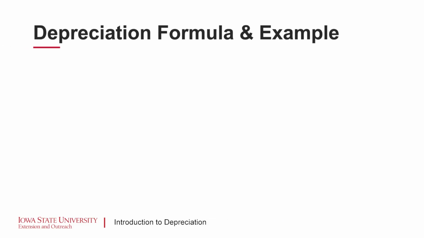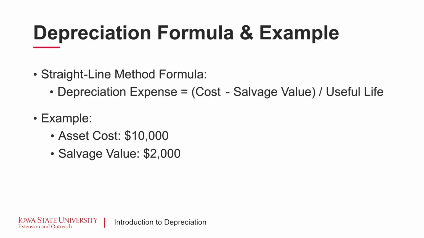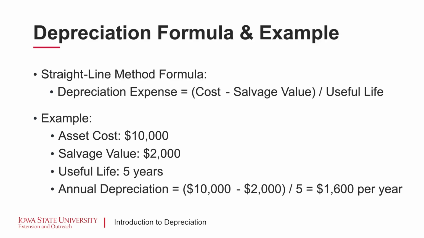Let's walk through how to calculate depreciation using the straight line method, which is the most common. The formula is depreciation expense equals cost minus salvage value, all divided by useful life. Here's a quick example. An asset costs $10,000, it has a salvage value of $2,000 at the end of its life, and a useful life of 5 years. So we subtract the salvage value from the cost, $10,000 minus $2,000 gives us $8,000, then we divide that by 5 years, which gives us $1,600 per year in depreciation.